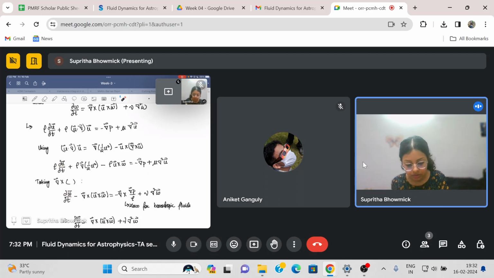Okay. So the first term gives me del omega by del t. The second term will have a curl acting on a gradient, which is 0. So this term dies off. This term will give me this. This is a curl of u cross omega. Then the curl will act on this term, and then finally on this term, giving me this.